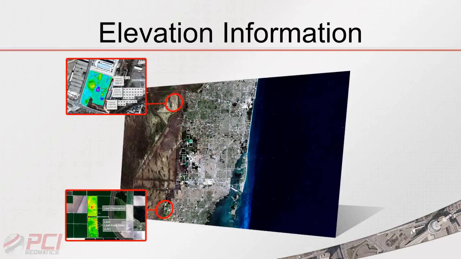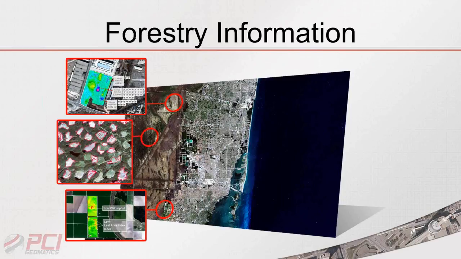So here we see cubic meters of aggregate material that's been extracted from a construction site, and that's done through, again, stereo overlapping imagery and digital elevation models, and differences in different digital elevation models over time through the Geomatica software. Deforestation is another application that can be performed.